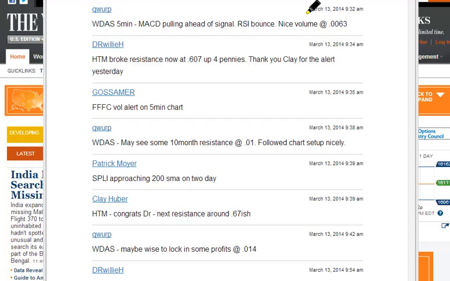But Q alerted right there at March 13th, so yesterday, 9:32 a.m. So right at the opening bell, he alerted the ticker symbol WDAS. He noted some technical things that were going on with it, and then noted the volume. So 9:32 a.m. he alerted this ticker symbol. So let's see what happened following that.